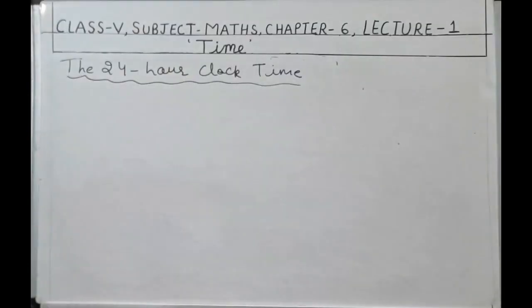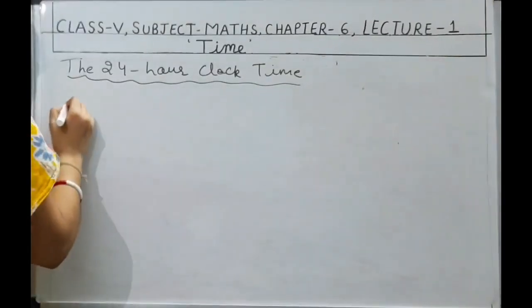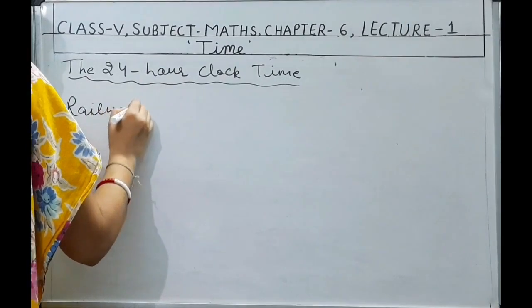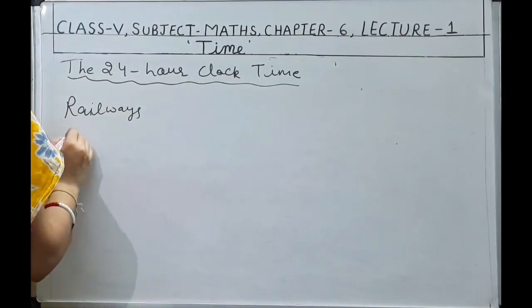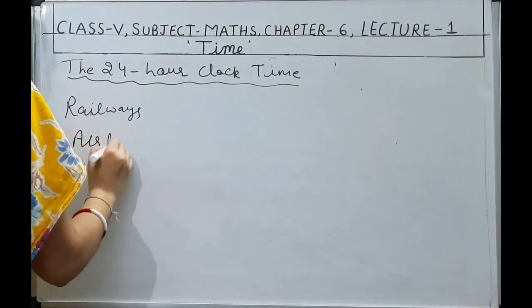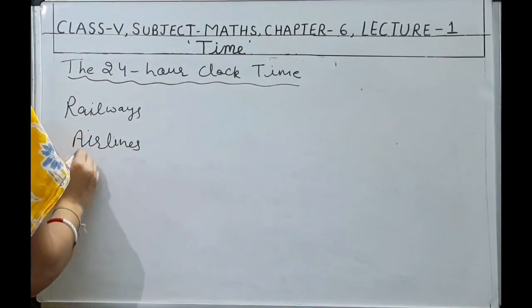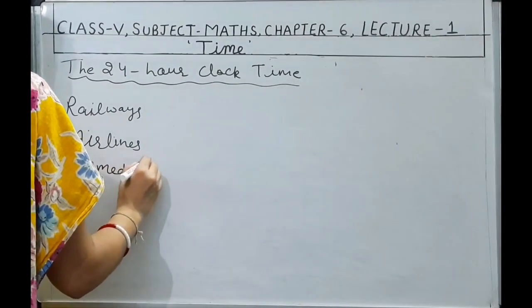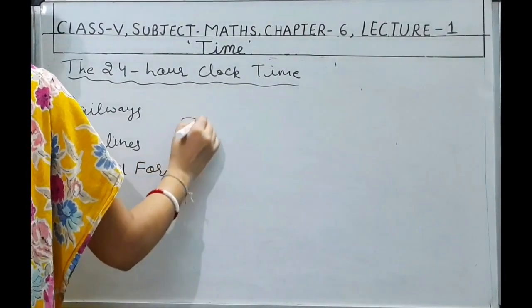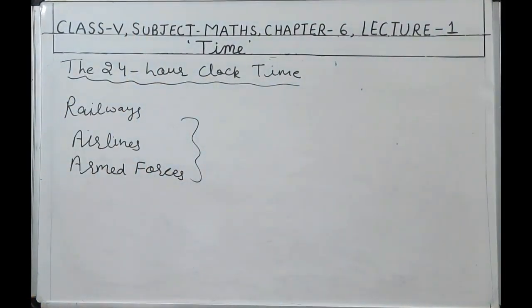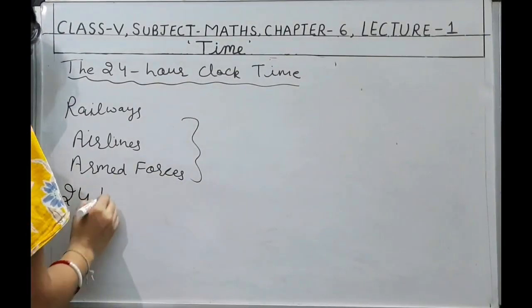First of all, you should know where this clock is going to be used. We normally use a 12-hour clock, but in railways and airlines and armed forces, they use 24-hour clock time. And digital watches also show the time in 24-hour clock time. And a day has 24 hours.